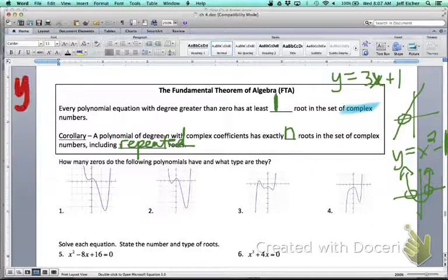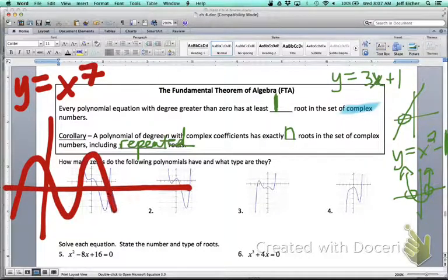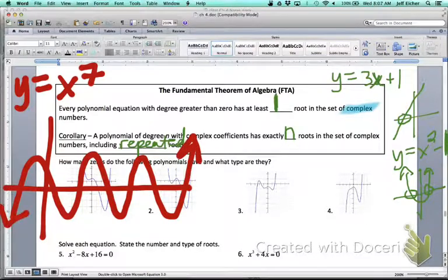If you have something like y equals x to the 7th, then at most it can cross the axis once, twice, thrice, 4th, 5th, 6th, 7th. It can at most cross the axis 7 times. Now, if it doesn't cross the axis 7 times, there's still exactly 7 roots, but some of them might be imaginary roots. And we'll talk a little bit more about that later.